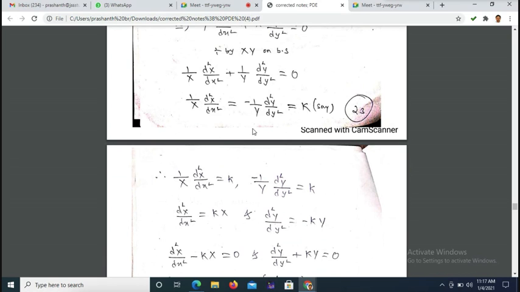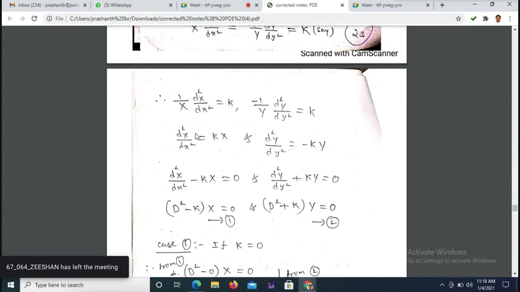Now it has separated. So let me take the first function (1/X) d²X/dx² as k, and the second one, minus (1/Y) d²Y/dy², as k. Multiply by X on both sides: d²X/dx² = kX. And d²Y/dy² = minus kY, because I divided by minus Y on both sides. So kX comes to the left side as minus kX equals 0, and minus kY comes to the left side as plus kY equals 0.